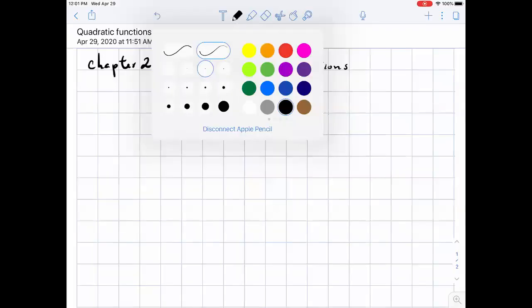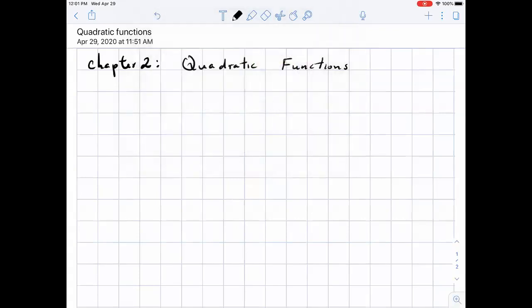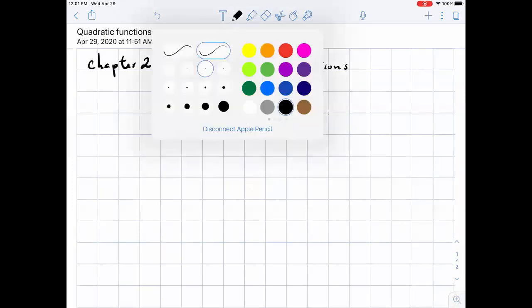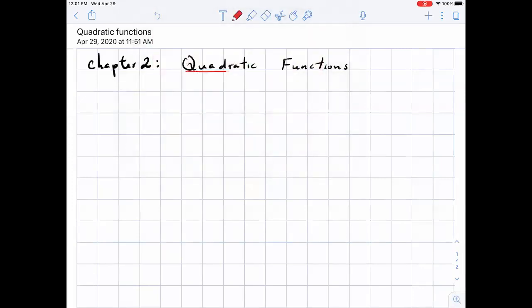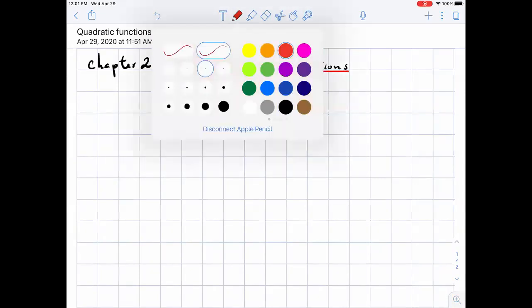Focus, pause. Chapter 2 deals with quadratic functions, okay? Everyone has heard of quadratic before, and the reason I say that is because you have heard of something called the quadratic formula, right? So you should be able to look at an equation and identify when it's quadratic, okay? Like you're familiar with linear, right? Everyone knows what a linear function is, right?